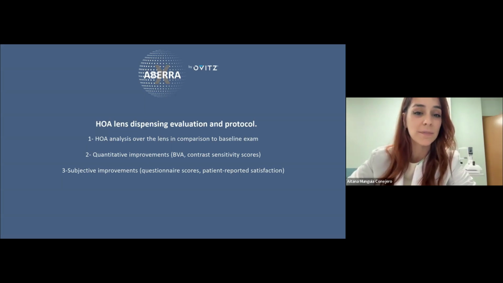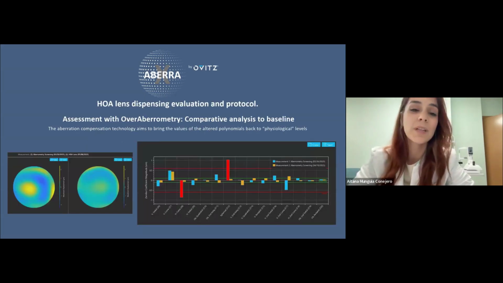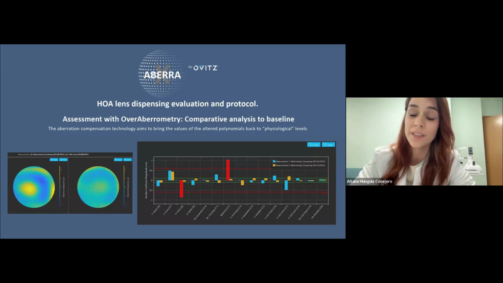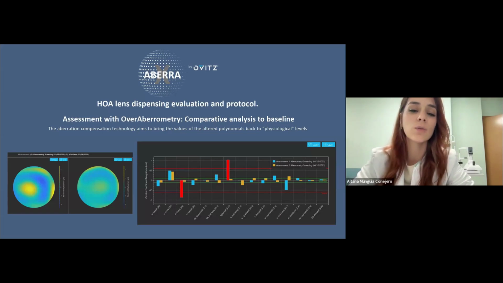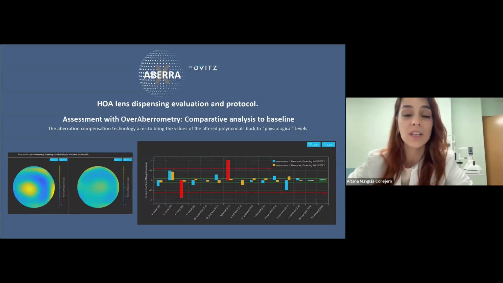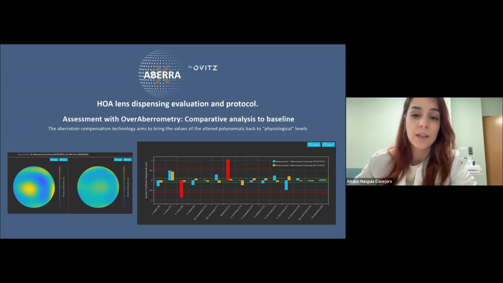In order to do that, the first thing we will do is an over-aberrometry on the new lens that the patient is wearing. Thanks to the X-wave instrumentation, we can make a comparison between the standard design scleral lens and the tailored aberrometry lens. As you can see, we have a wavefront map that shows us how the lens is working, and also a comparison in the Zernike plots.